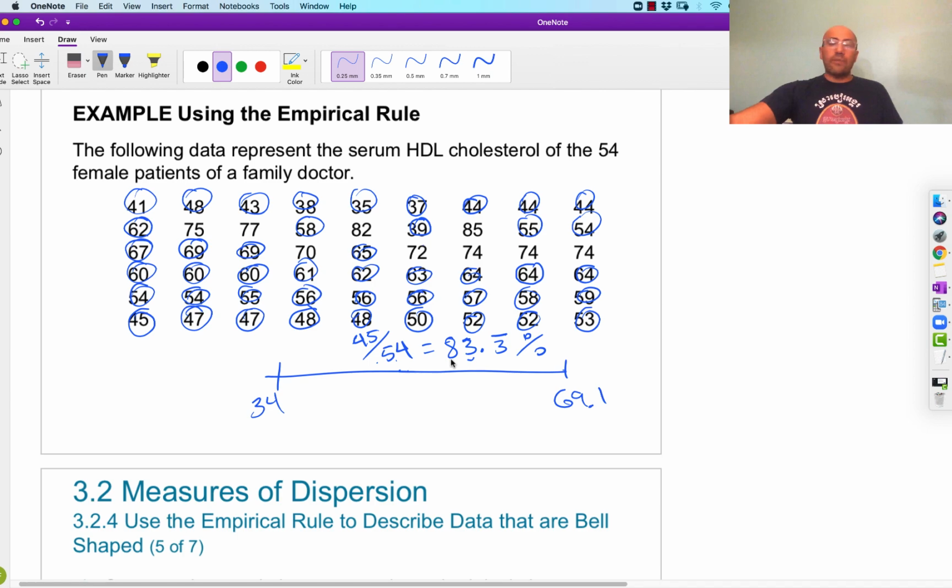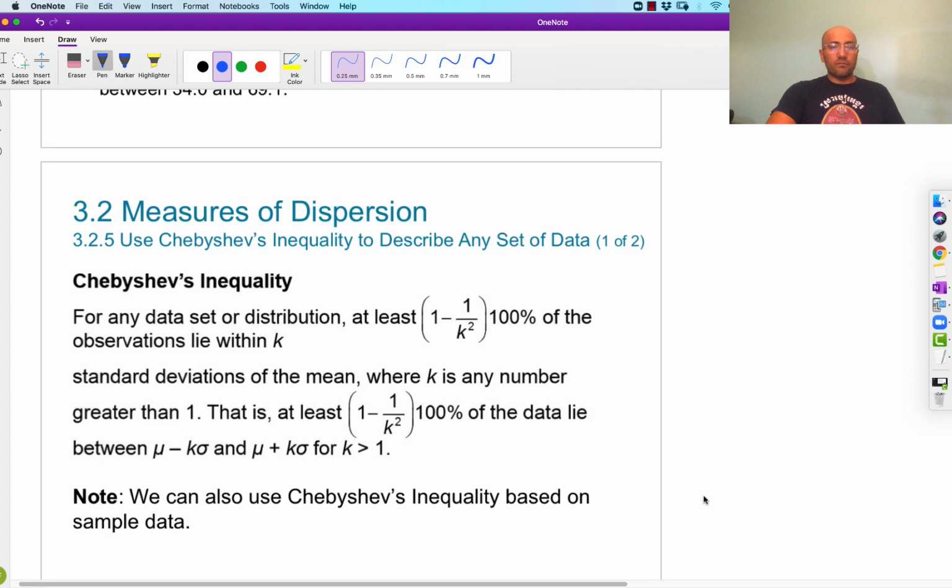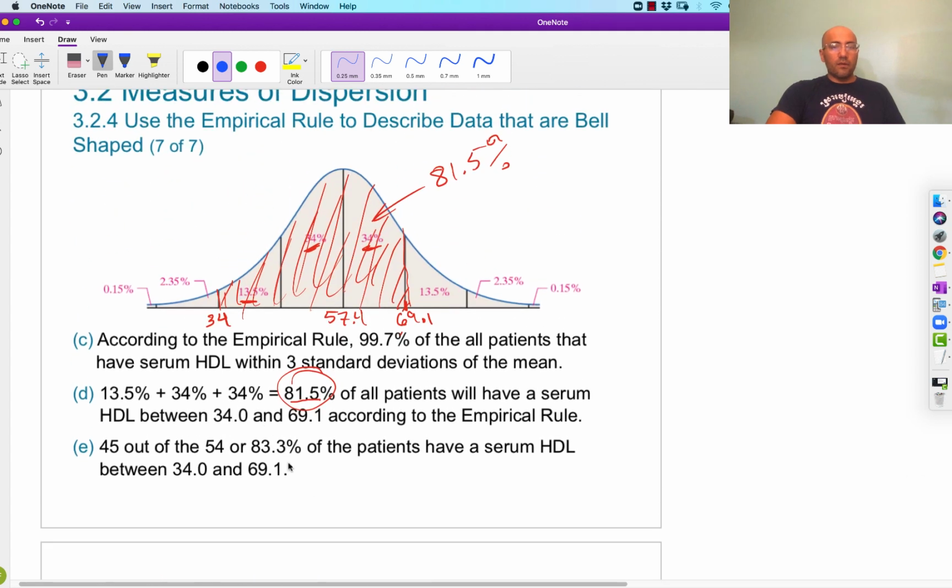All right, well, pretty close to our theoretical answer, right? We said that should have been approximately 81, whoops, should have been 81.5, but we've physically counted our results and we got 45 out of 54. When we divide those two, we get 83.3. That's the actual observable result from our sample, and we compare that with our theoretical result by the empirical rule, right? And again, that's because it's assuming that our distribution is approximately bell-shaped. Good, good. Almost done.